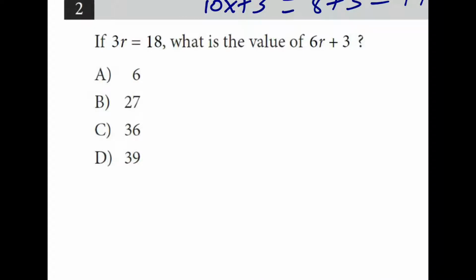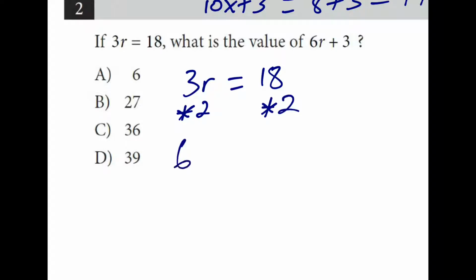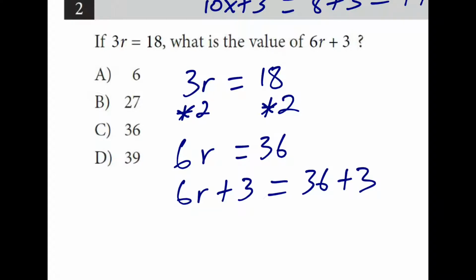A similar strategy for the next one. If we know that 3r is equal to 18, we can double that. And that tells us that 6r is equal to 36. If we want to know what 6r + 3 is, we just add 3 to both sides. 39.